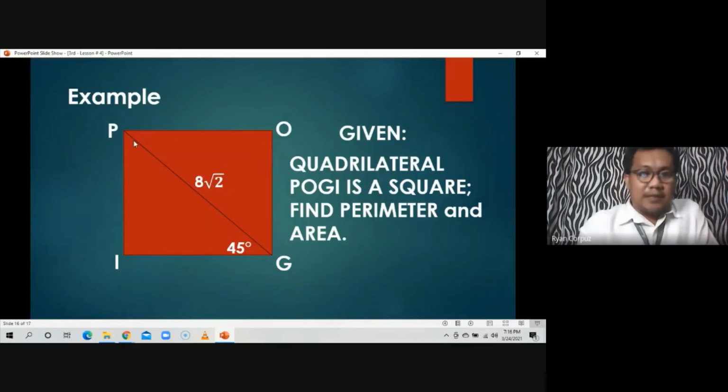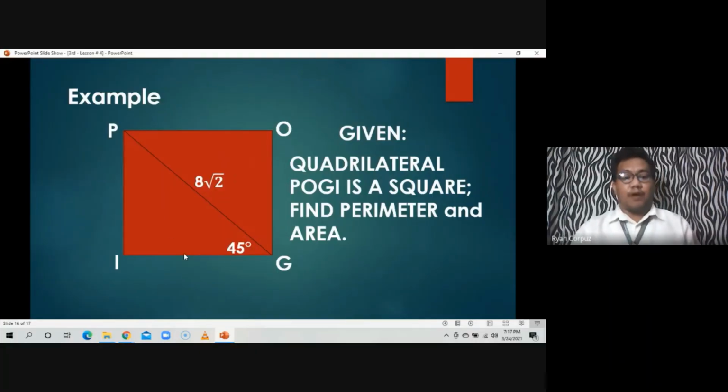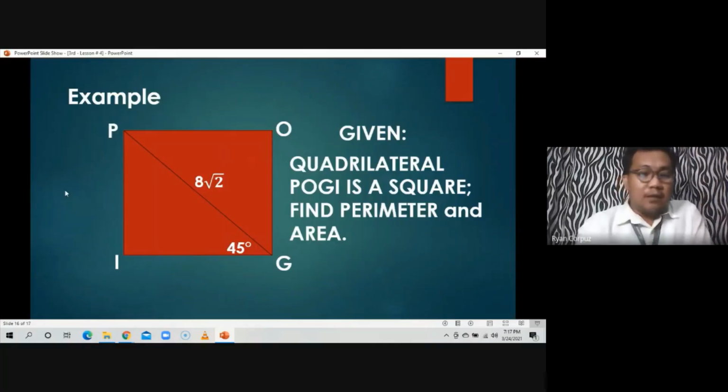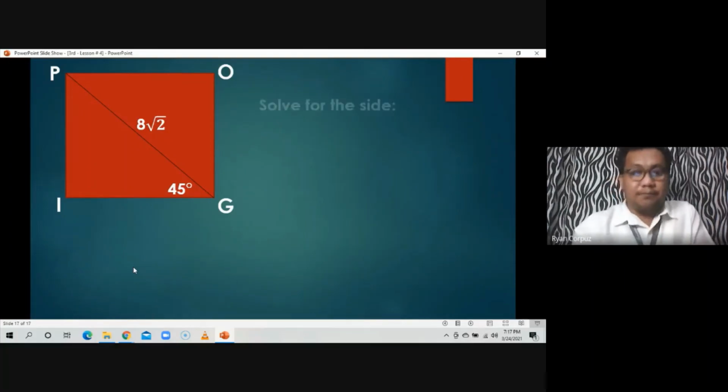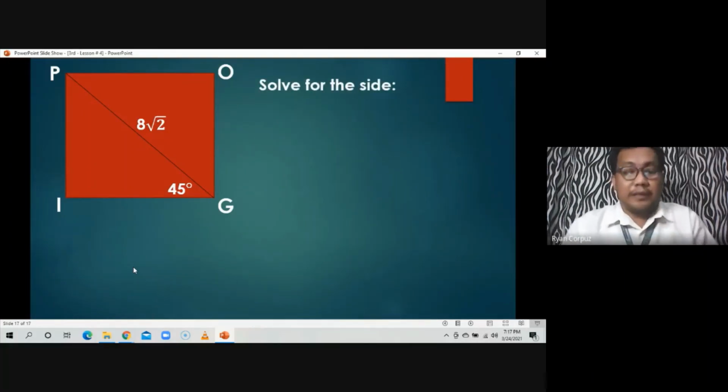So, this diagonal forms a 45, 45, 90 degrees special right triangle. We know that a square has 4 right angles. So, to solve for the perimeter and area, we need to use those givens. We have to solve first for the side, before we can solve for the area and perimeter. How do we solve the side? Using a 45, 45, 90 degrees special right triangle.